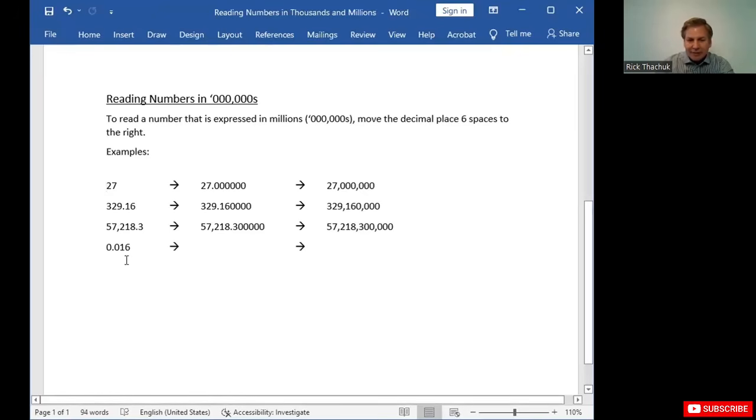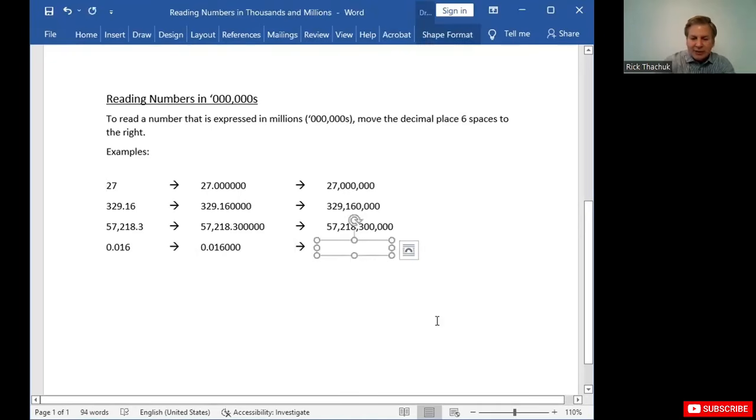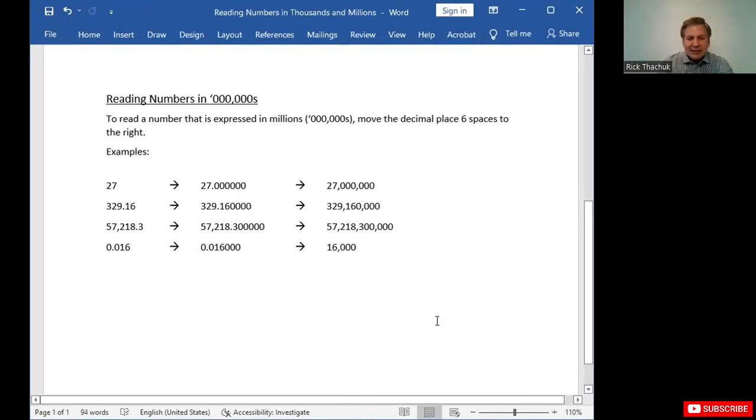And finally, in our examples, 0.016 million. Well, after the 6, I can add as many zeros as I want to. So let's go ahead and add some more zeros. Now I'm going to take my decimal and move that 6 places to the right. Once I do that, I have the number as 16,000. So that's how to read numbers in thousands or in millions.